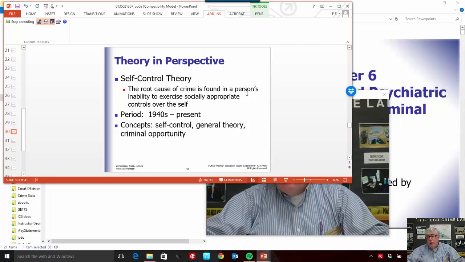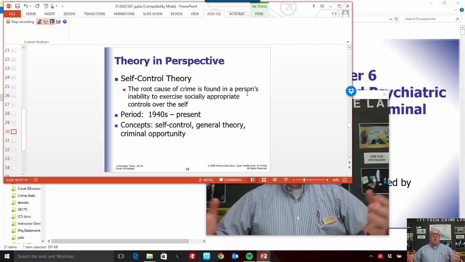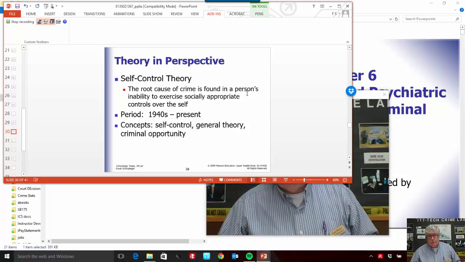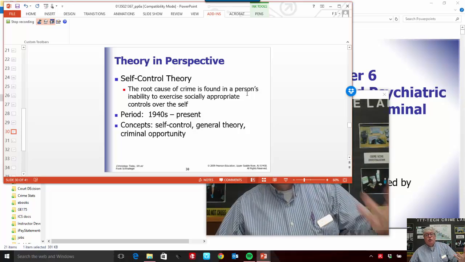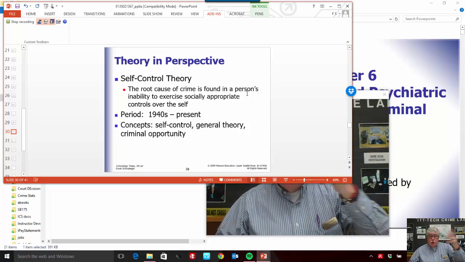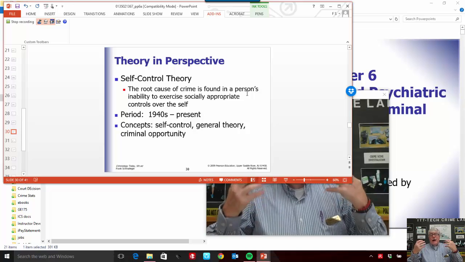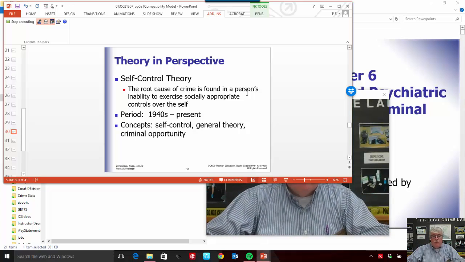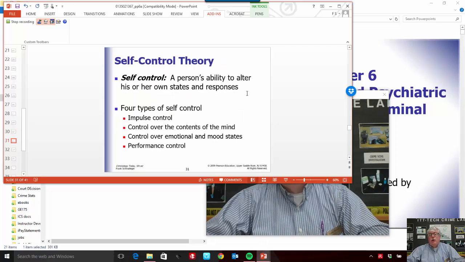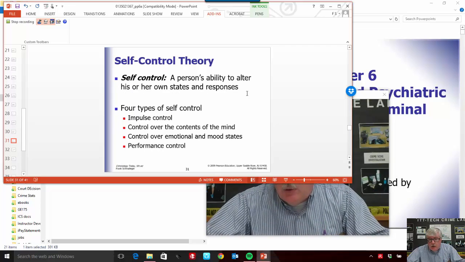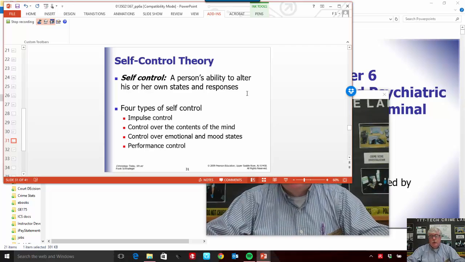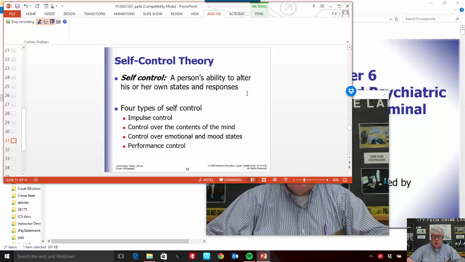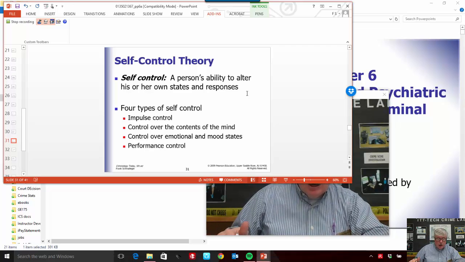Self-control theory. Self-control theory is basically the idea that people have the ability to control their own behavior, and that the root cause of crime is my inability to exercise socially appropriate controls over myself. Self-control is defined as a person's ability to alter his or her own states and responses. There are 4 types, and I believe this is in your homework assignment as well, so pay attention, or look it up in your book and highlight it.